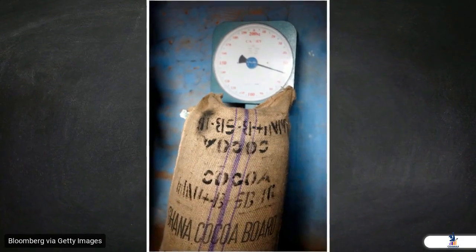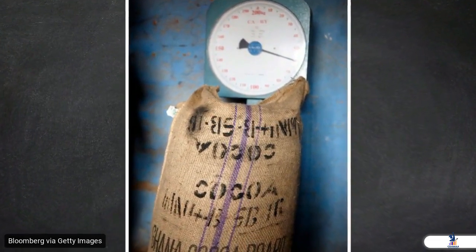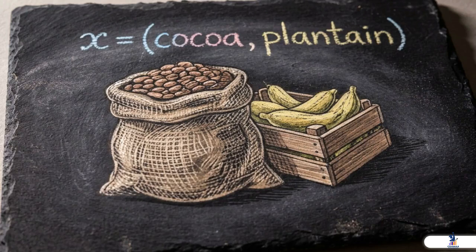Consider the self-check from the module, a rural farmer allocating her output between cocoa sold to COCOBOD and plantain kept for the household. Think about her consumption bundle notation. Are her options truly a continuous, non-negative orthant?